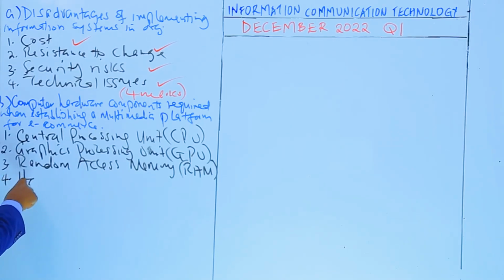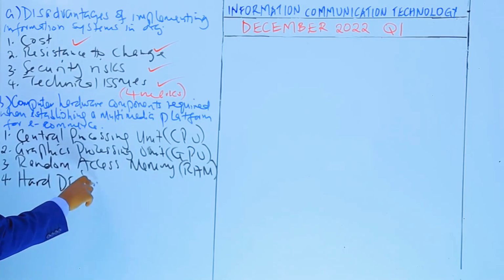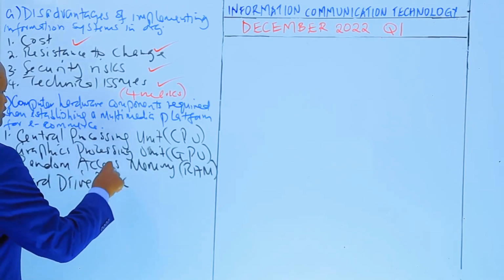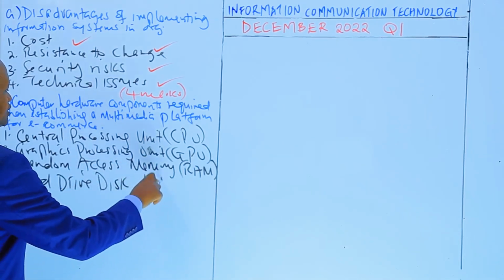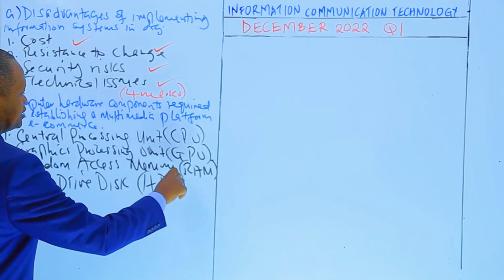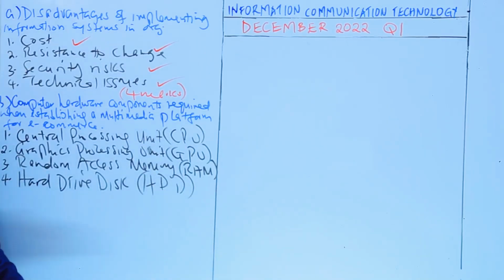4. Hard drive disk, HDD. Or what may be required, if not a HDD, is what we call solid state drive.